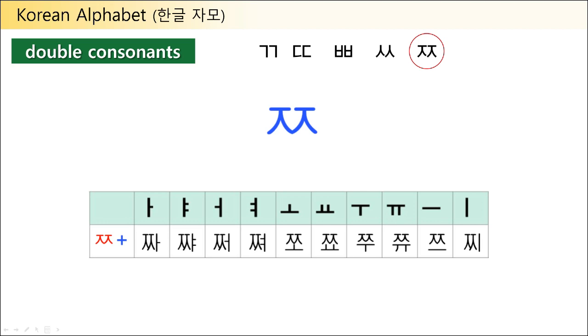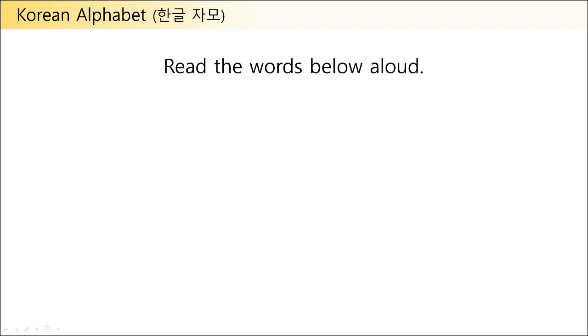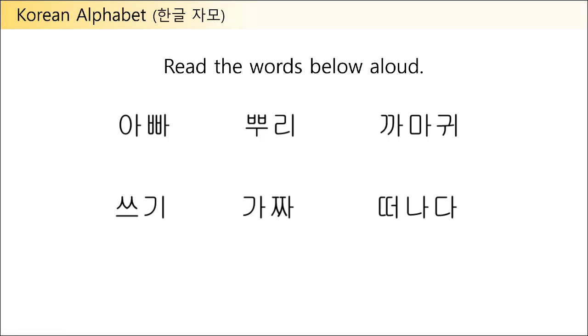Great. This consonant ssang jieut is also a tense sound like ssang siot, so you have to pronounce it applying strength to the end of the tongue. So far, we've learned Korean double consonants. Now, let's learn some words with double consonants.